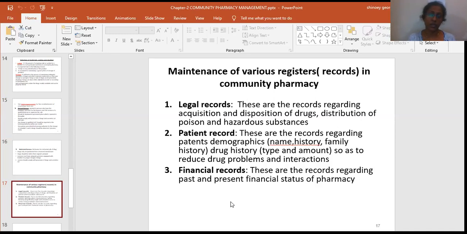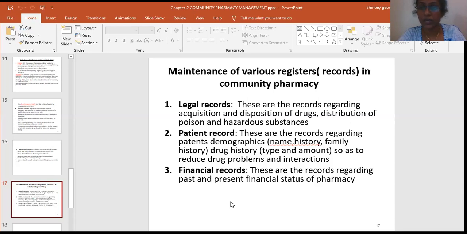Legal records are nothing but records of all the drugs which are maintained in the community pharmacy, how much quantity has been purchased and how much quantity has been dispensed to the customers, so that the remaining quantity in the community pharmacy is known. And here also specific records have to be maintained for habituating or habit forming drugs like narcotics, anticonvulsants, hypnotics and all. If these kinds of records are not properly updated, the pharmacist or the owner of the pharmacy will have to pay a fine for the same.